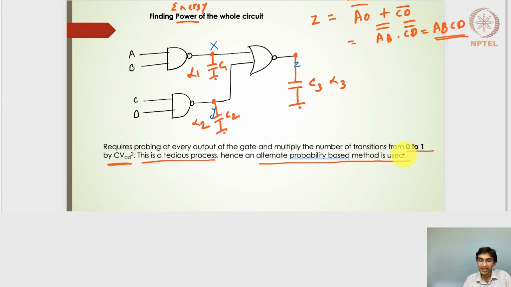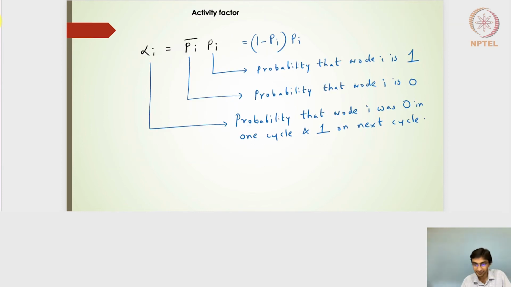All right. So if I have a larger circuit, it's only 3 gates here. But if I have millions of gates, 10 raised to 6 or 10 raised to 9 such gates, or the transistors forming the gates, then I need to probe each and every point and evaluate the transitions, or the activity factor, at each of the output nodes, which becomes a very tedious process. To avoid that, we will go to the probabilistic method. Let's see what that probabilistic method is.